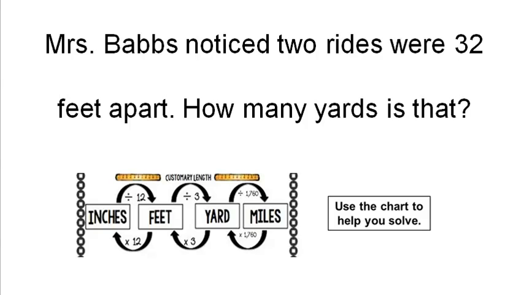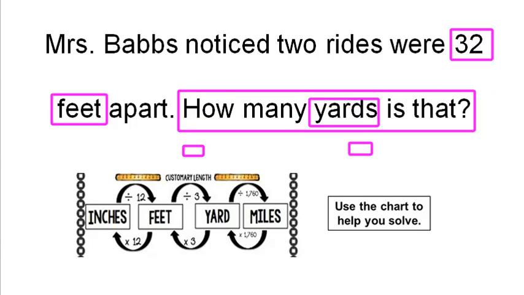So we have 2 rides that are 32 feet apart. The part that's not super important at this point is the 2 rides, because basically it's saying there's a ride over here and there's a ride over here, and they're 32 feet apart. So that 2 isn't necessarily important. And we want to know how many yards it is. So we're trying to figure out how many yards we can make out of 32 feet.